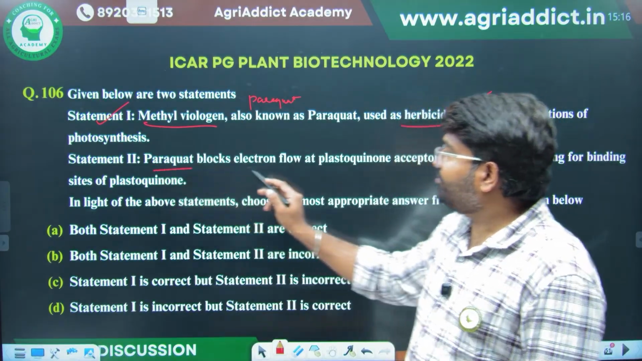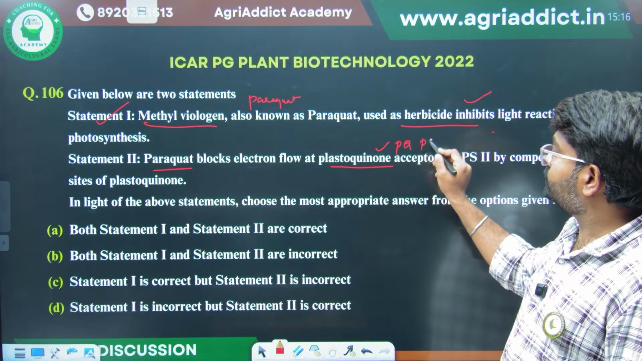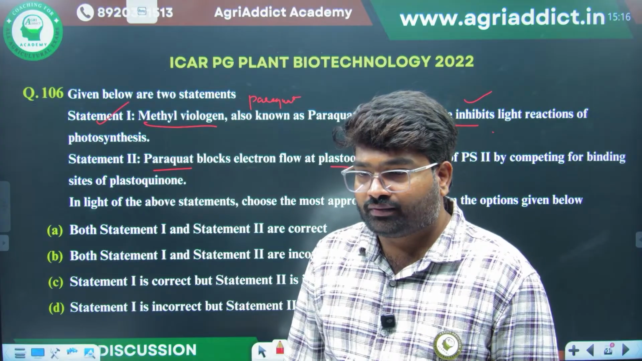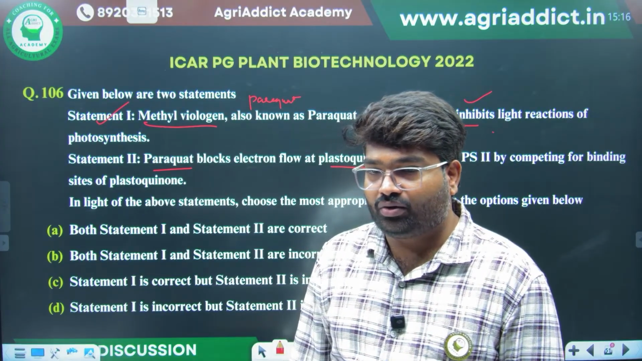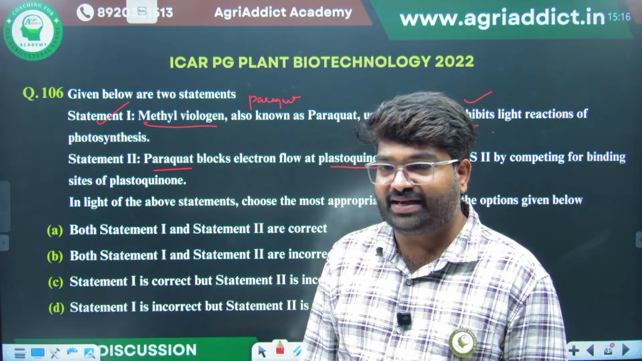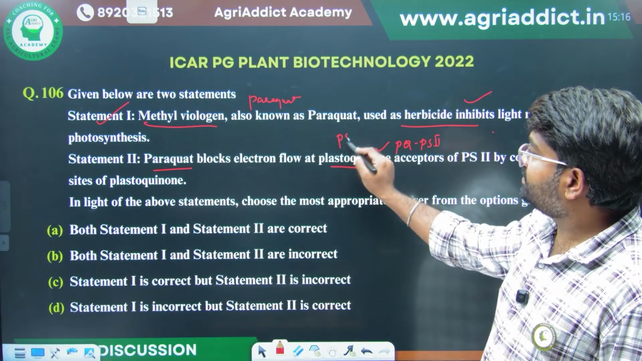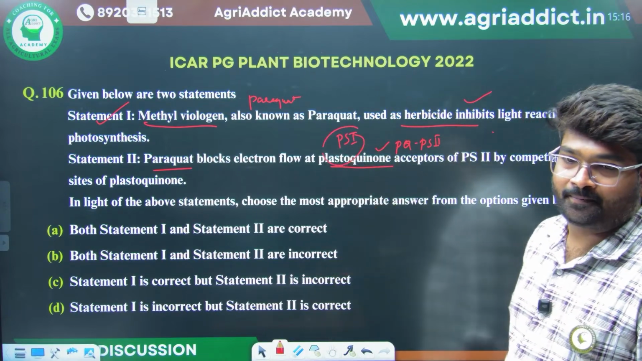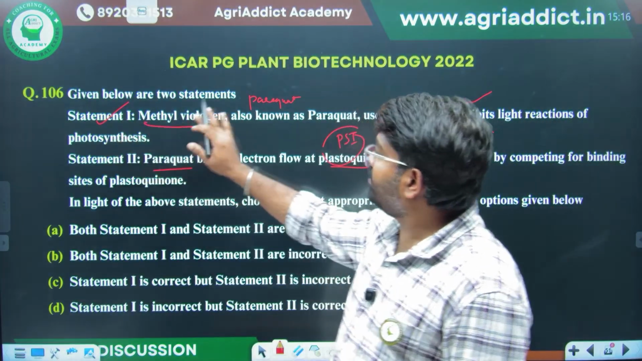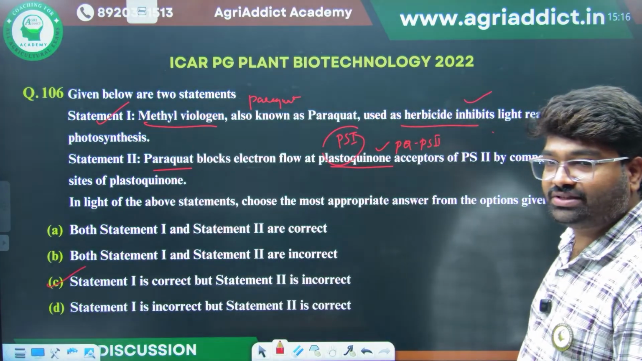Statement 2: Paraquat blocks the electron transport chain at plastoquinone of PS2. Any guesses whether it will inhibit the plastoquinone of PS2? It will inhibit PS1. So what will be the right answer? Statement 1 is correct and statement 2 is wrong.